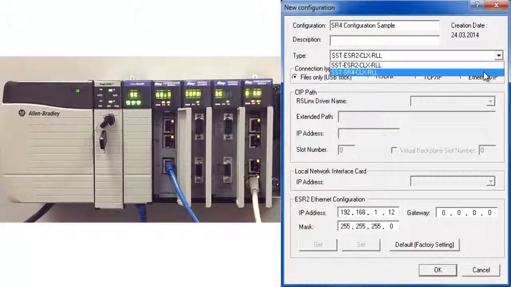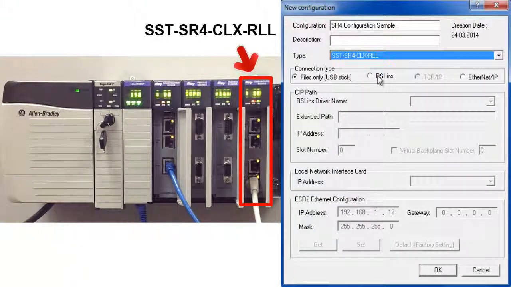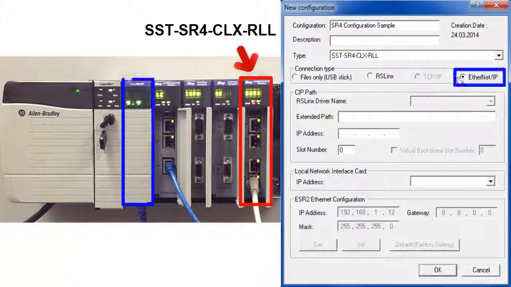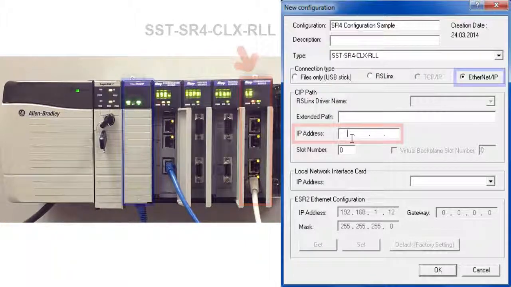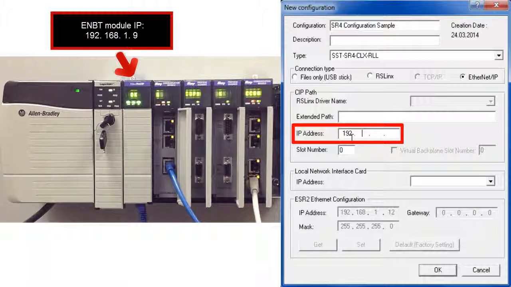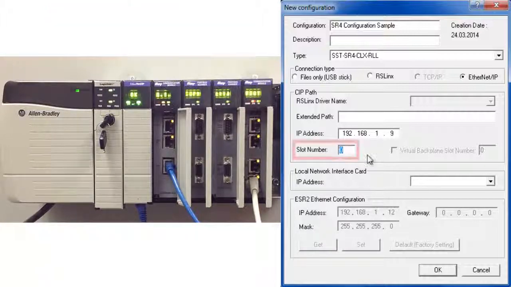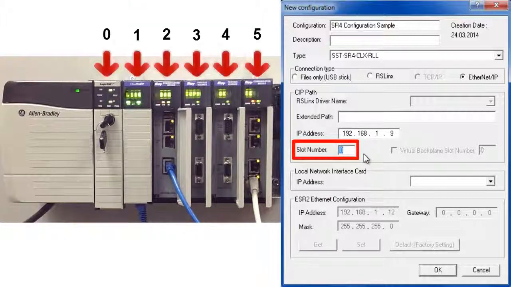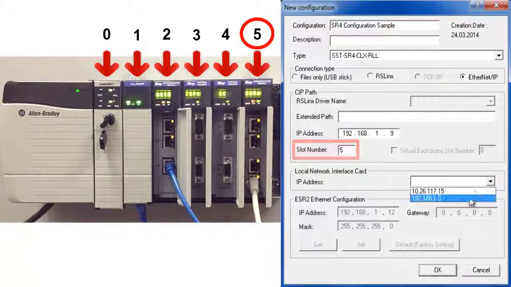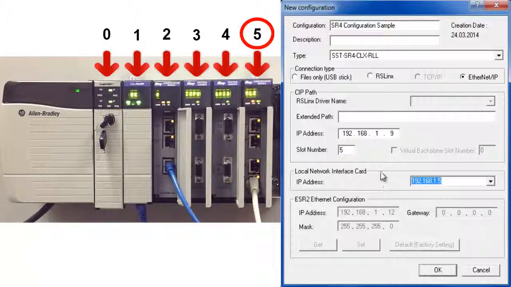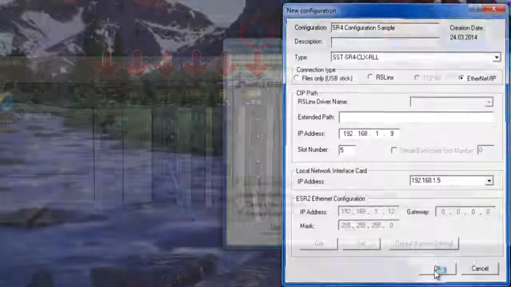The type of the module is SS4, and we're going to communicate to it via Ethernet IP. So the IP address here is the IP address of your ENBT module in the same rack as our card. The slot number is the slot number of the SR4 module in the backplane. In this case, it's in slot 5. IP address is the IP address of your PC running the software, and then you say OK.